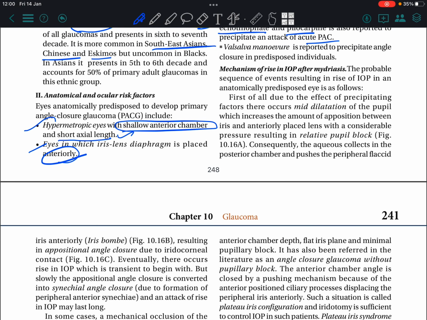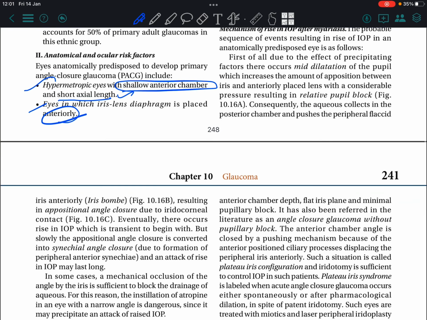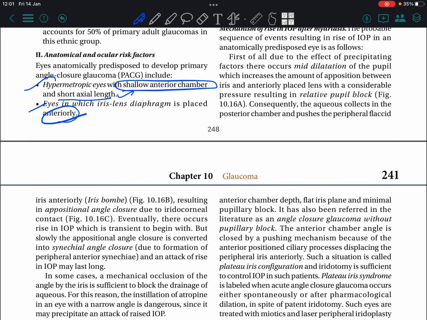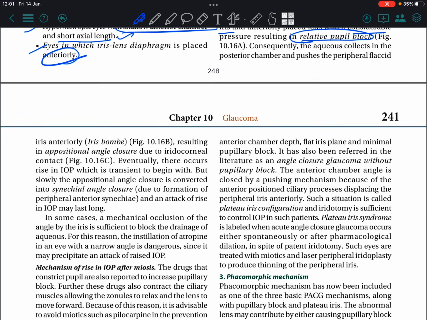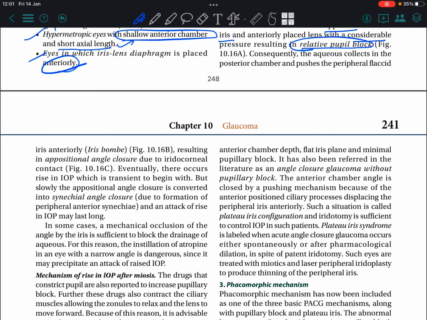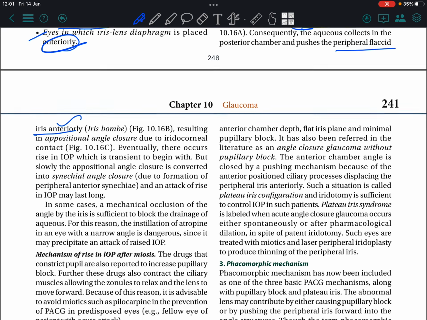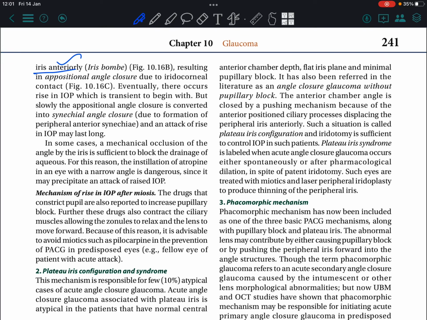Mechanism of rise in IOP after mydriasis. The probable sequence is, first of all, due to effect of precipitating factors, there occurs mild dilation of pupil, which increases the amount of opposition between iris and anteriorly placed lens with a considerable pressure against it, resulting in relative pupillary block. Consequently, the aqueous collects in the posterior chamber and pushes the peripheral flaccid iris anteriorly, iris bomb, resulting in oppositional angle closure due to iridocorneal contact.